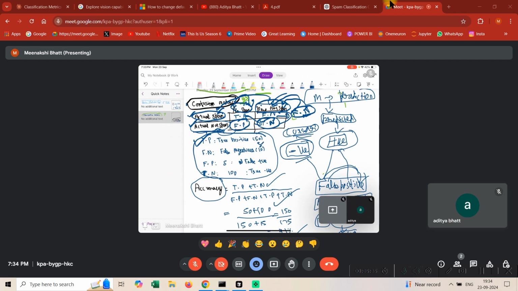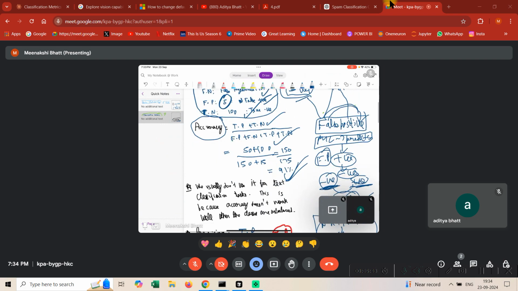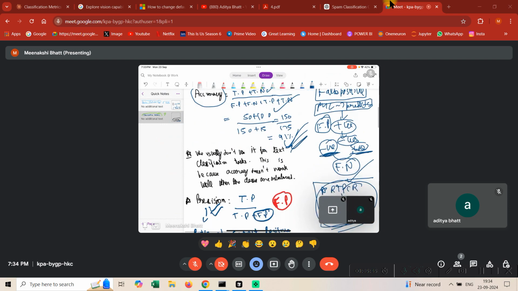Let's say your model predicted 50 true positive, 10 false negative, 5 false positive and 100 true negative, and then you compute the accuracy and you say, hey, I've got an accuracy of 91%. So this is what accuracy is.